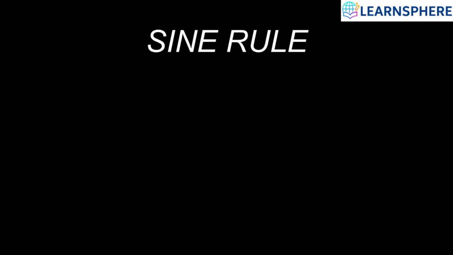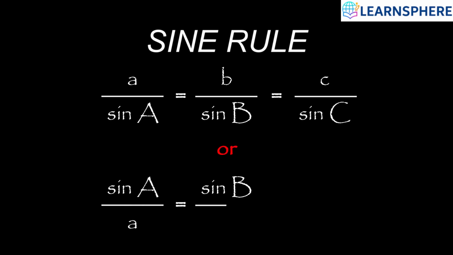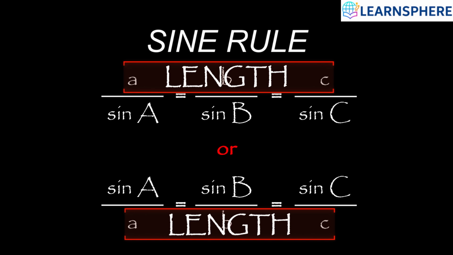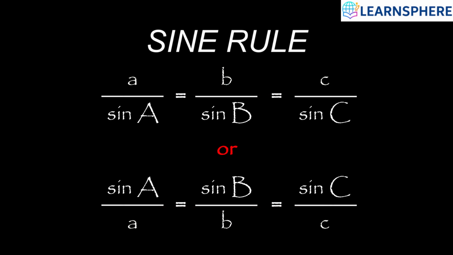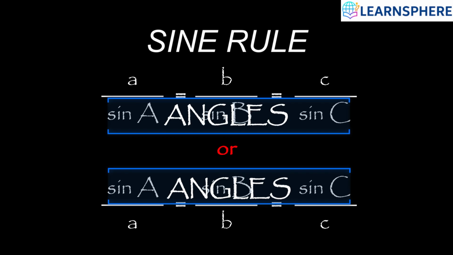Sine rule has a formula of a over sine A equals b over sine B equals c over sine C. Or it can also be arranged as sine A over a equals sine B over b equals sine C over c, where small letters a, b, and c represent the lengths, and capital letters A, B, and C represent the corresponding angles.